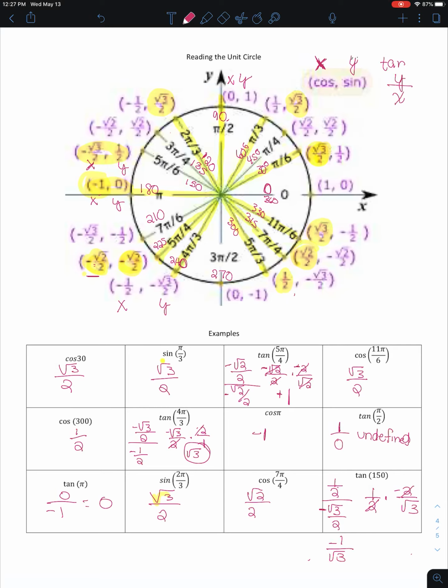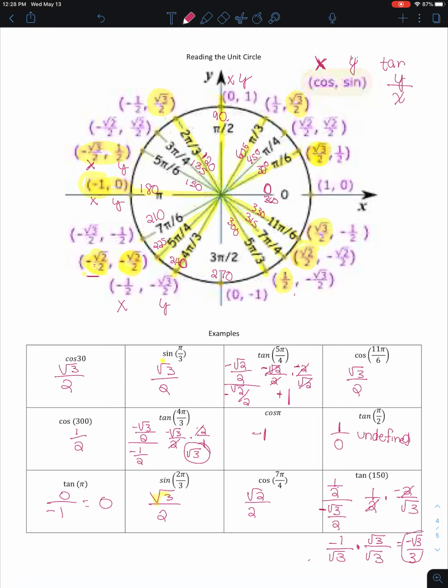And in calculus, I am completely fine with that answer. However, the people that make the test don't like radicals in the denominator, so we have to rationalize that. So we do radical 3 over radical 3. And that becomes negative radical 3 over 3. And that's how you're going to find that answer on any multiple choice question.